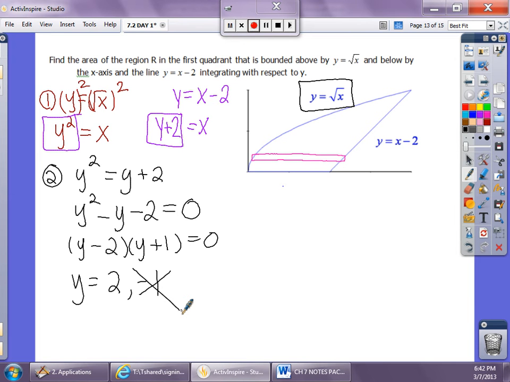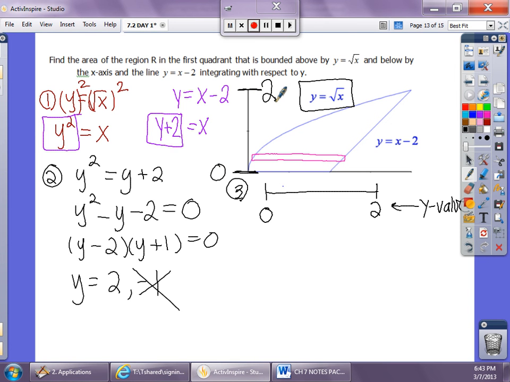Now looking at step 3, we're going from, in this case, we know we're going from 0 until a positive y value of 2. And I just need to make sure you remember, we're doing a dy problem. That means these are all y values. So I'm going from a y value of 0 until a y value of 2. That's what the y values represent. They represent where your rectangles start and where your rectangles would end. They would end at 2.